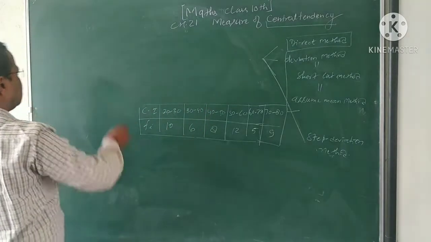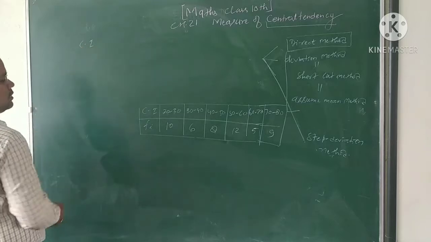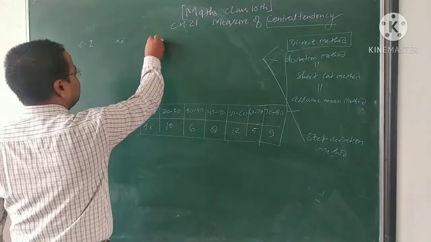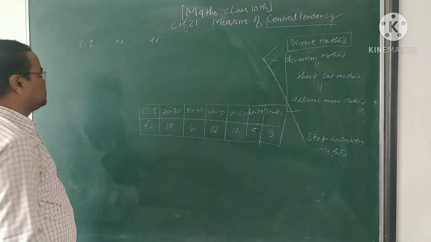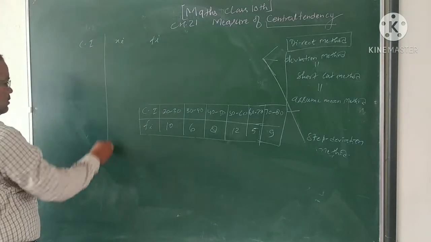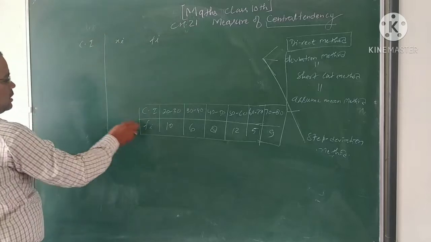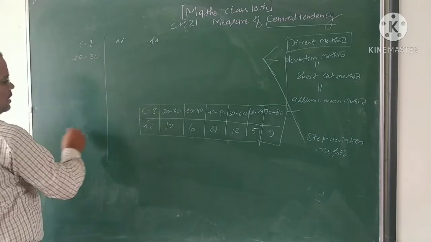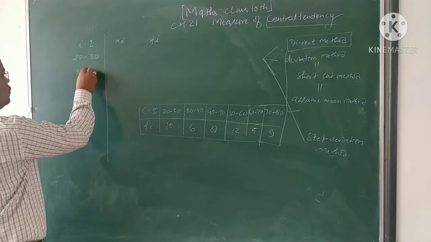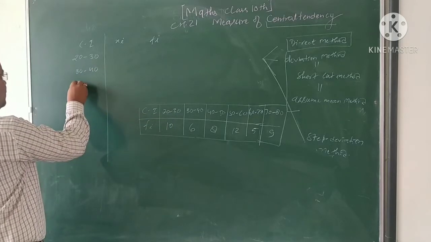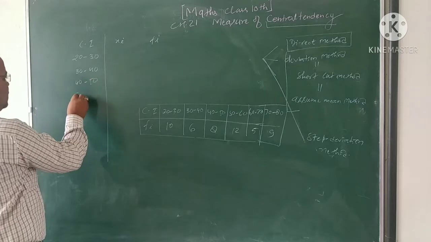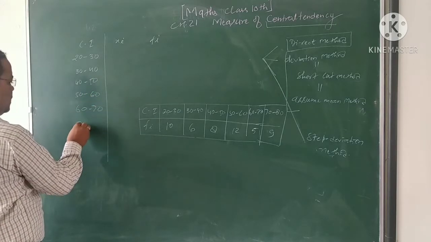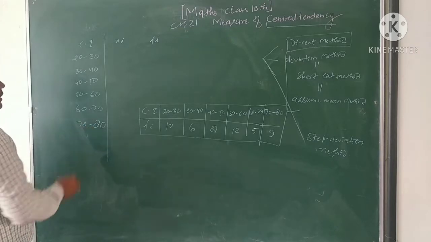First of all, we write the class interval here in column form, and after that the class mark xi. After that, f. Simply, we will do it first. Here, make a line for this. That is 20 to 30 here. Again, 30 to 40. Here, 40 to 50, 50 to 60, 60 to 70, and 70 to 80.